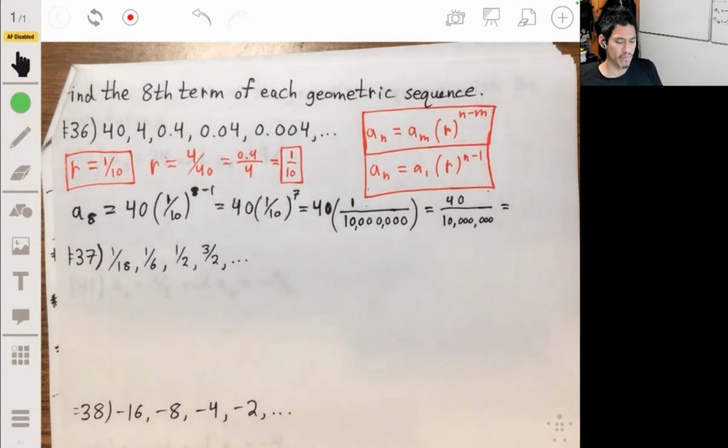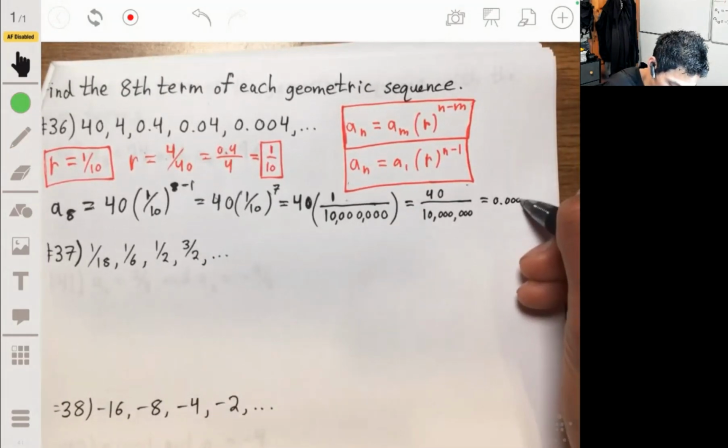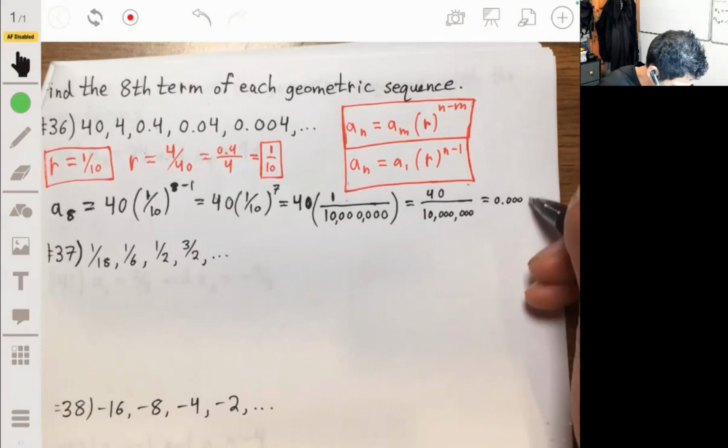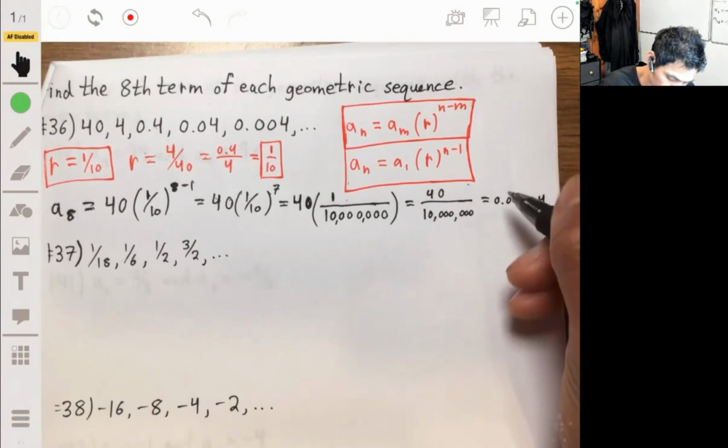Which will simplify to 4 over a million, or 4 over half a million, which is a decimal. I think this will work out to be an exact decimal. So point... point... 0.00004, or 0.000004.